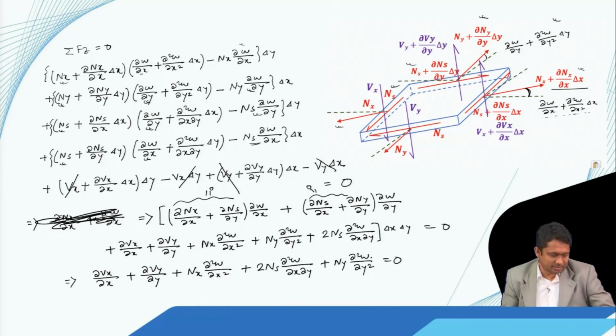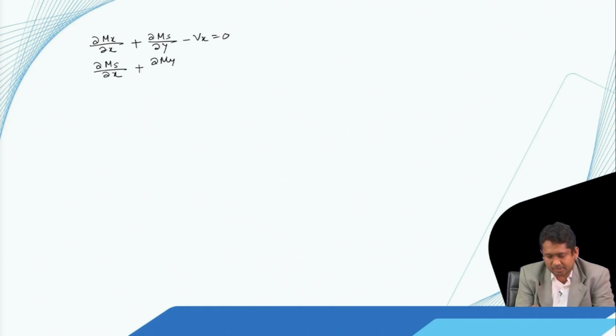Now we know from moment equilibrium that del Mx by del x plus del Ms by del y minus Vx equal to 0, and the other equation that we get from moment equilibrium is del Ms by del x plus del My by del y minus Vy equal to 0, and these two come from moment equilibrium.